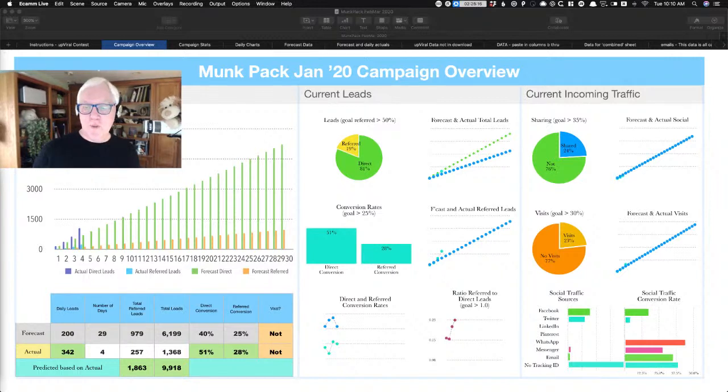So this information down here, this chart right here, shows you what people are doing on the sharing page with those social sharing buttons.